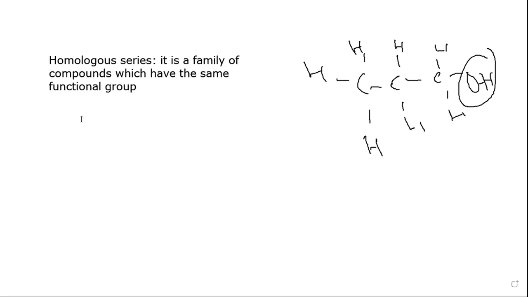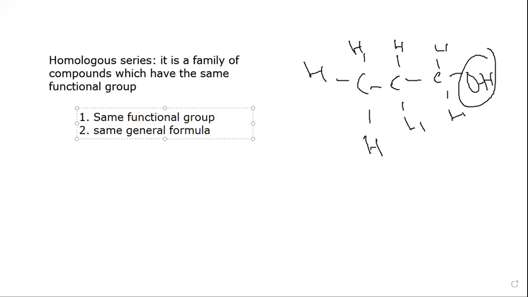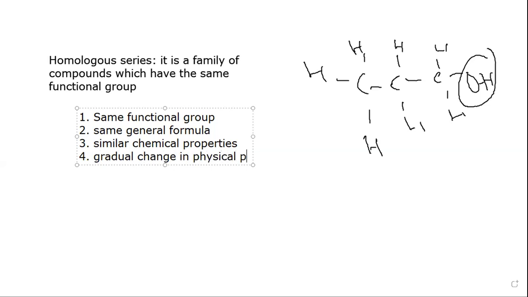So the BGCSE may ask you about 4 properties of homologous series. One, homologous series have the same functional group. They're going to have the same general formula, similar chemical properties, and the next thing you could say is a gradual change in physical properties.